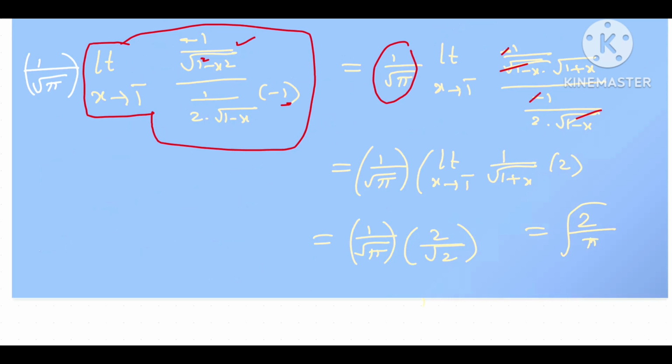The denominator 2 here, right? Into 2. So in the place of x, write 1, what we get here? So 1 plus 1, so 1 by root 2. So 1 by root pi into 2 by root 2 is nothing but, root 2 gets cancelled in the numerator. So root under 2 by pi. This is the answer.